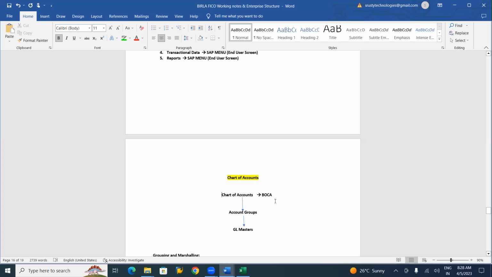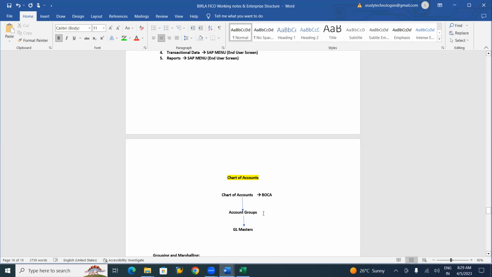And we have different types of chart of accounts again: country specific chart of accounts, operational chart of accounts, and next one, group chart of accounts. In tomorrow's session, we are going to discuss this. We are going to create one chart of accounts, and we are going to create different account groups. In general, the consultant will create only 4 types of account groups: assets, liabilities, expenses, and incomes.